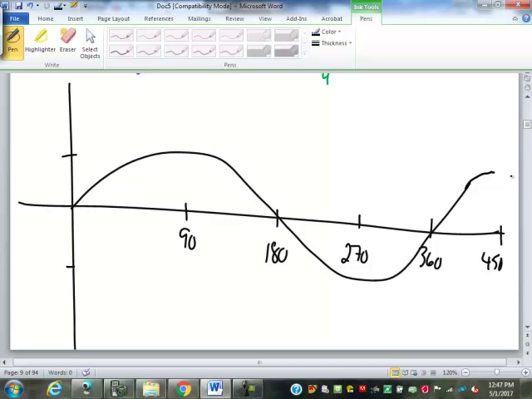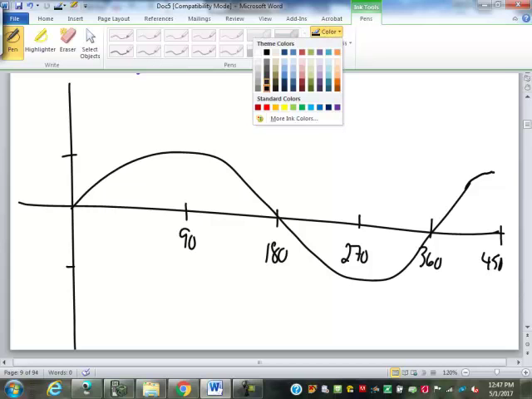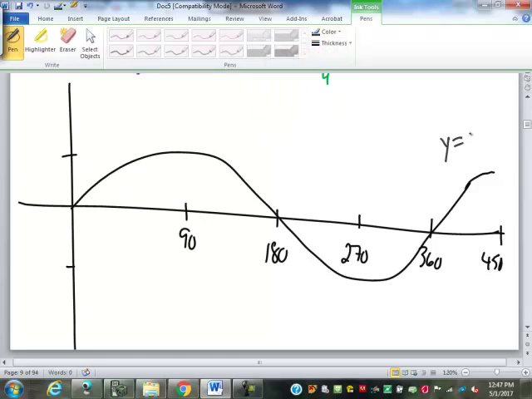Pretend that doesn't look all messed up. That, of course, is still y equals sine x. If I have y equals sine of x plus 90 degrees, what that means, that plus, means that 0 degrees now behaves like 0 plus 90 is 90 degrees. So at 0 degrees, I'm going to have the same value I would at 90. It's going to be here.